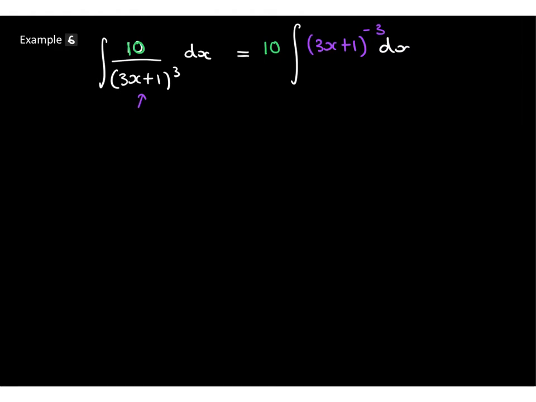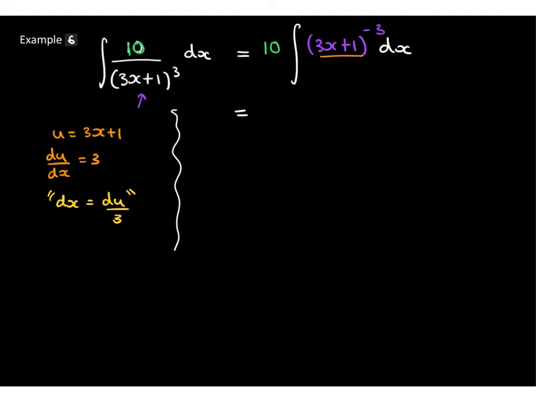And then we have the whole integral with respect to x. Identify your inner function, u, which is 3x plus 1. Then du by dx is equal to 3. And then let's do our faux rearrangement. dx is equal to du over 3, and then we can make use of this in a second. So this is 10 multiplied by the integral of u to the power of negative 3, and then in place of dx, we want du over 3.